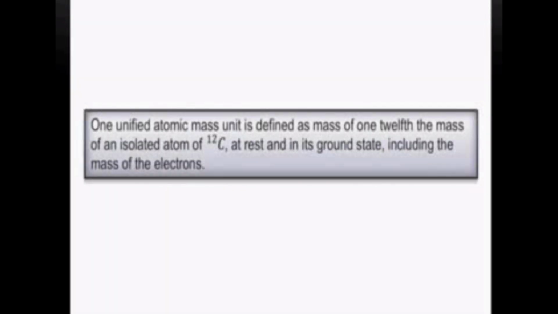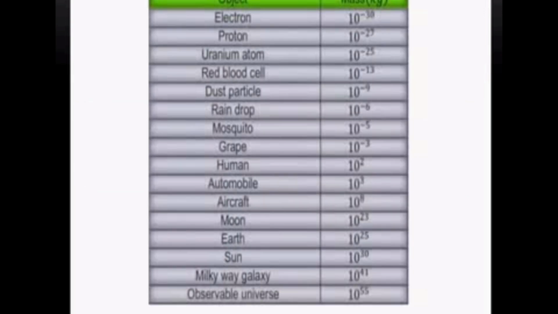Okay, that is the mass spectrometer. So the unified atomic mass unit is denoted by the small letter u. That is called unified. One unified atomic mass unit is defined as 1/12 of the mass of an isolated atom of carbon-12 at rest in its ground state, including the mass of the electrons. Already we know that 1 atomic mass unit, 1 AMU, equals 1/12 of the carbon atom, that is 1 u equals 1.66 into 10 to the power of minus 27 kilogram. So these are all the objects which have very low mass and greater mass.